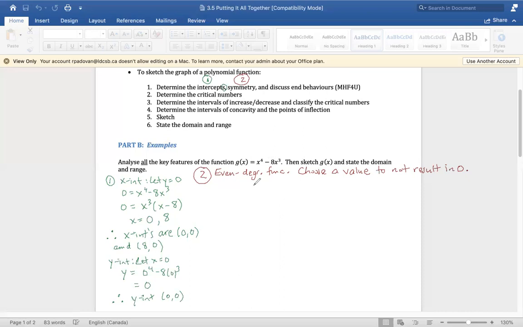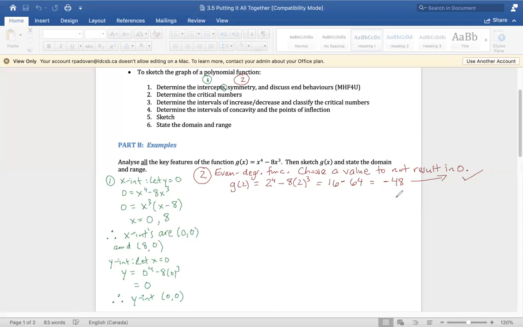So if I was to pick a value of 2 and plug 2 in here, would I get a value of 0? If I think I probably wouldn't, then go ahead and plug in the value of 2 and get an actual number. So 2 to the exponent of 4 minus 8 times 2 cubed. 2 to the exponent of 4 is 16. And then we've got 8 times 8, minus 64, which gives me negative 48. I don't have 0, so that's good.